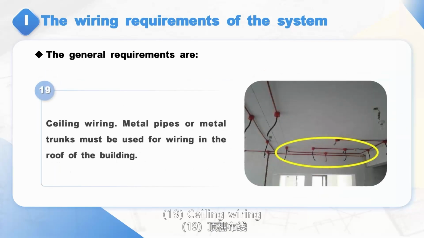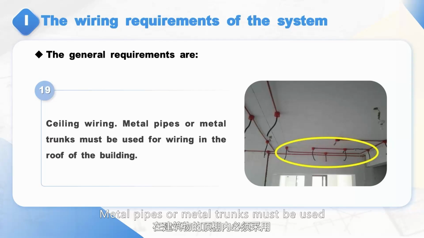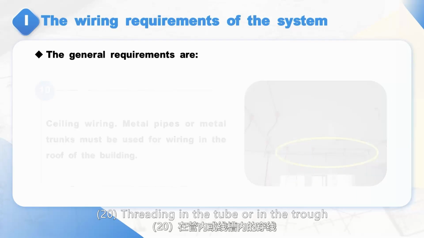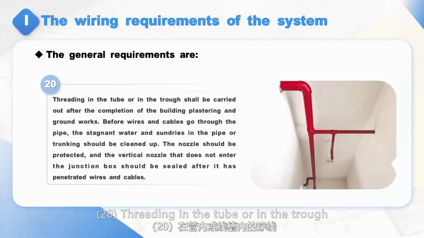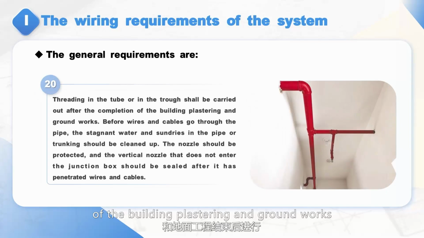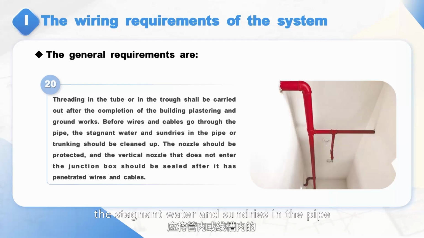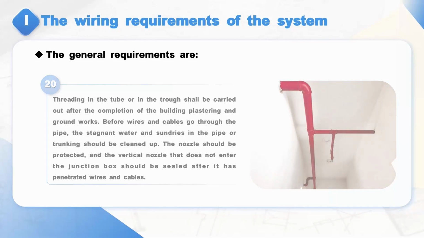19. Ceiling wiring. Metal pipes or metal trunks must be used for wiring in the roof of the building. 20. Threading in the tube or in the trough shall be carried out after the completion of the building plastering and groundworks. Before wires and cables go through the pipe, the stagnant water and sundries in the pipe or trunking should be cleaned up. The nozzle should be protected, and the vertical nozzle that does not enter the junction box should be sealed after it has penetrated wires and cables.